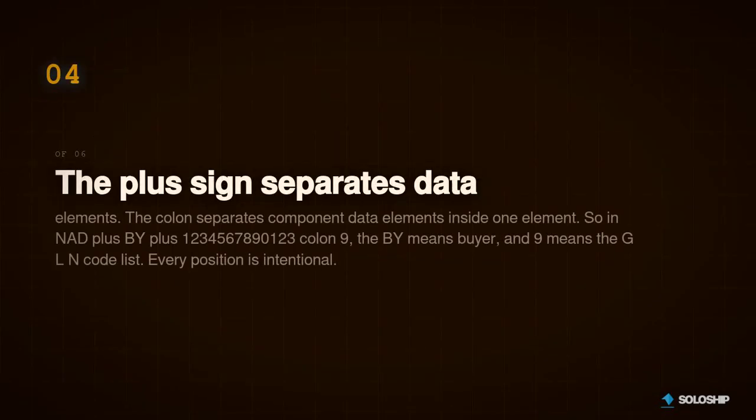The plus sign separates data elements. The colon separates component data elements inside one element. So in NAD+BY+1234567890123:9, the BY means buyer and 9 means the GLN code list. Every position is intentional. Shift one colon and the meaning collapses entirely.